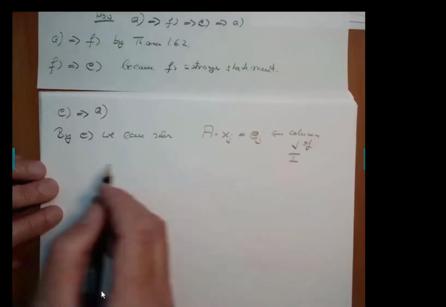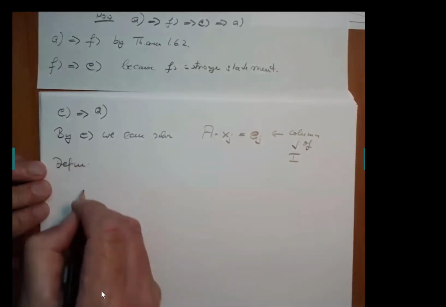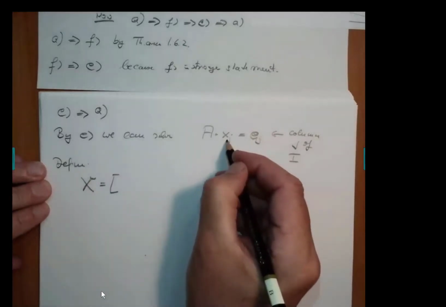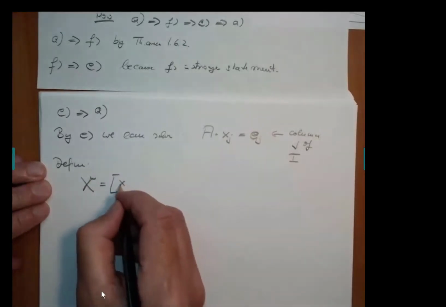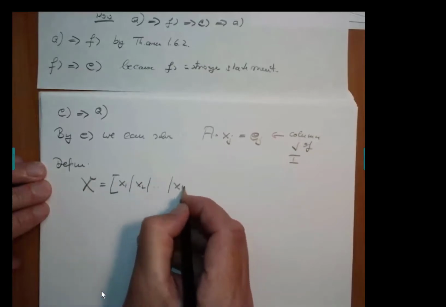So then define a matrix, capital X. You make these vectors just the columns. So column 1, column 2, up to column n.